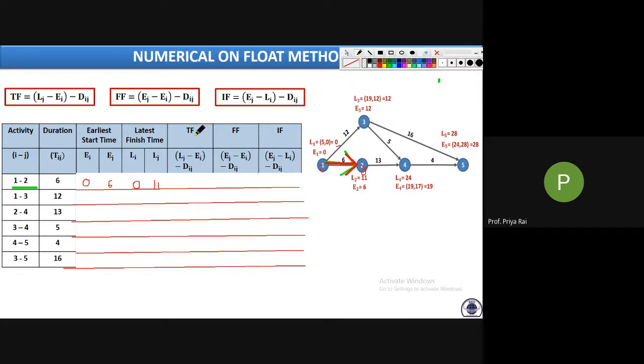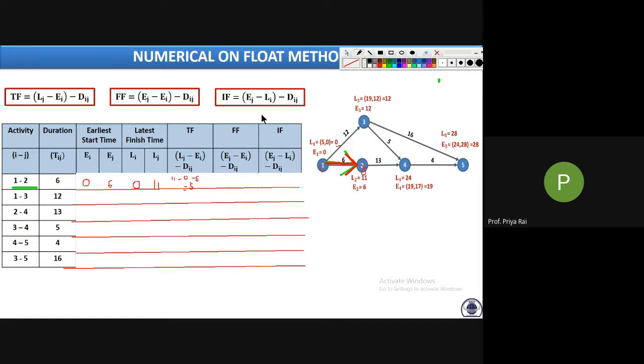Now calculate TF. For TF, it is Lj minus Ei minus Dij. Lj is 11 minus Ei, which is 0, and instead of Dij here it will be Tij. Tij is 6. So 11 minus 6 is 5.